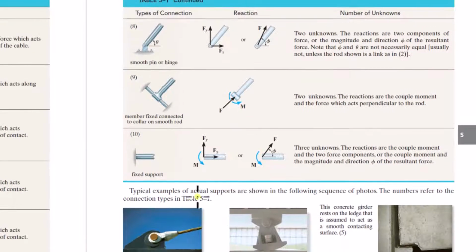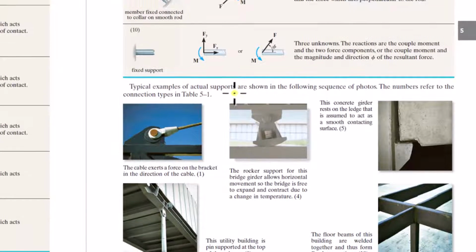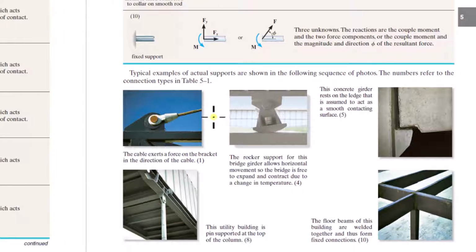And then fixed support prevents all types of motion, all rotations and all translations, at least in the plane. All right, here are some typical examples of actual supports that you see in the real world. When you're driving around, take a look. You'll notice some of these.